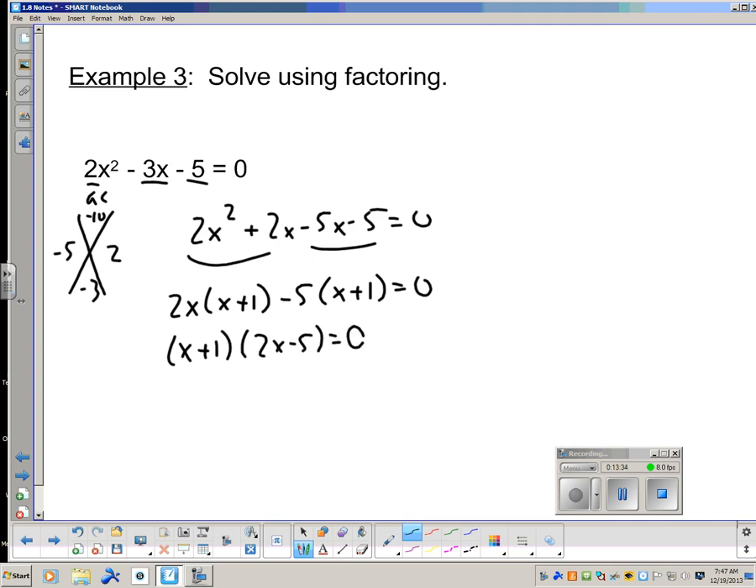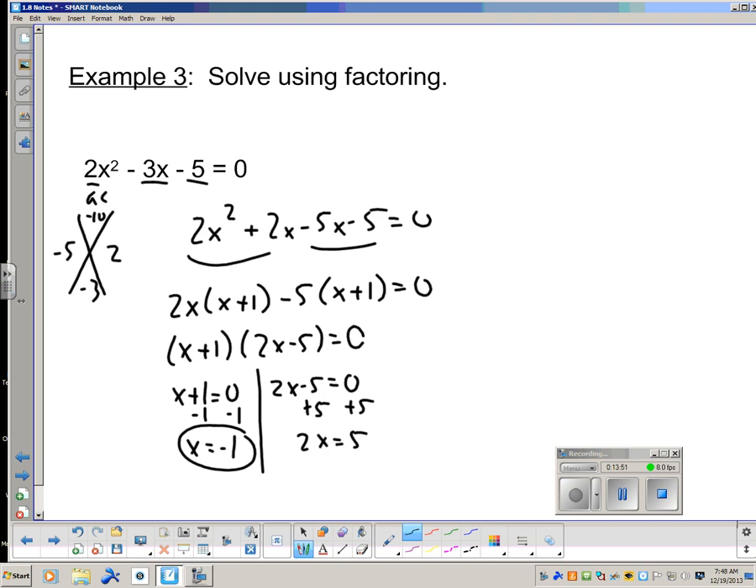And then if you remember, I can take this one here, x plus 1 equals 0, and I can take 2x minus 5 equals 0 and solve for x. So I get x equals negative 1. And then over here, I can add 5. I get 2x equals 5. Divide by 2, and x equals 5 halves. So I have myself my two solutions.